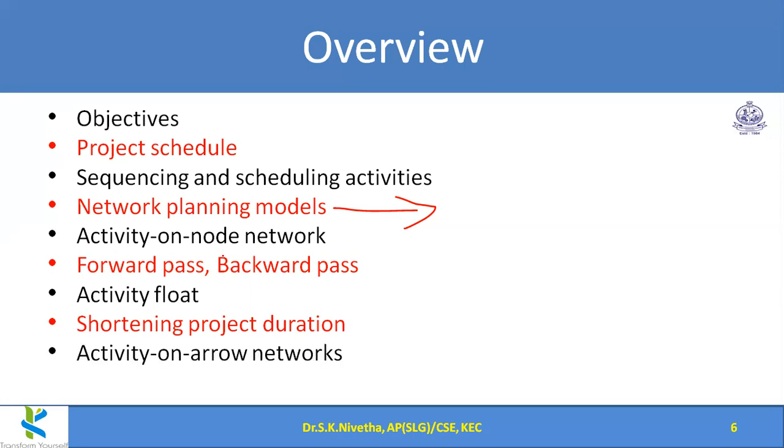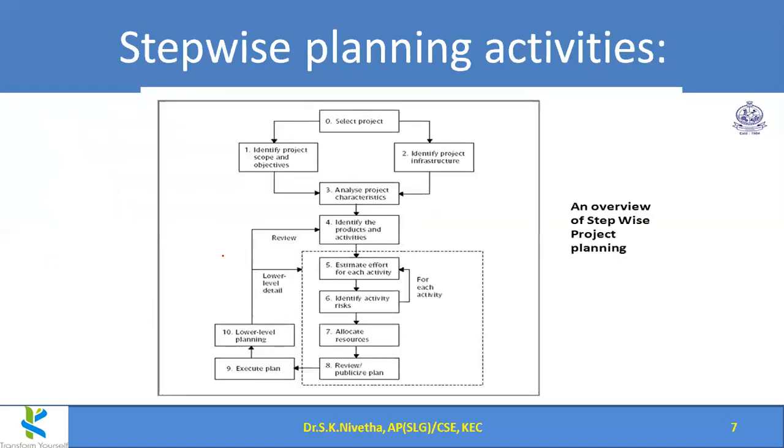And another way of making the diagram is activity on arrow network. By simply seeing the name, you could guess. Activity on node means each node represents an activity, and activity on arrow means each arrow represents the activity, but the node deals with the starting point of the activity and the ending point of the activity. So we'll be seeing all these things under this chapter.